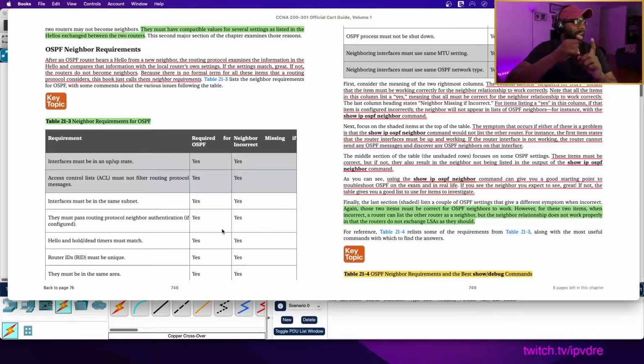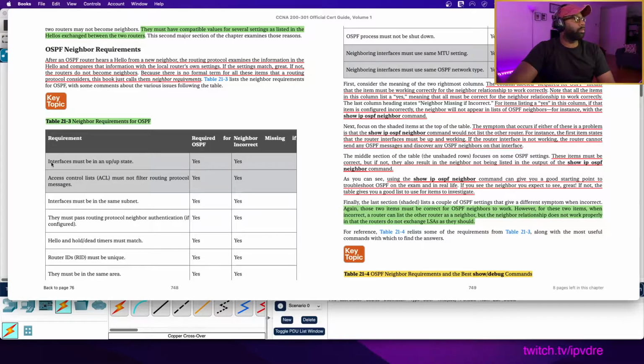Let's continue. Access control lists must not filter routing protocol messages. That's something that can easily happen if you misconfigure an ACL by leaving the implicit deny rule at the bottom of the ACL, right? That's something that I've made a mistake with in my home lab, in the simulator. That's something that you have to make sure that you have dialed in. You have to allow those OSPF messages, right? Or however you choose to configure your ACL.